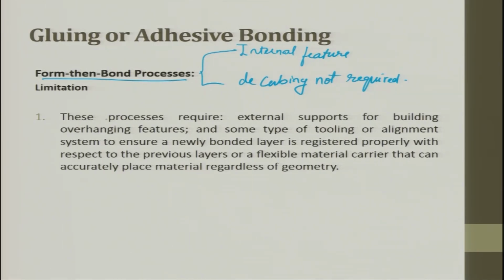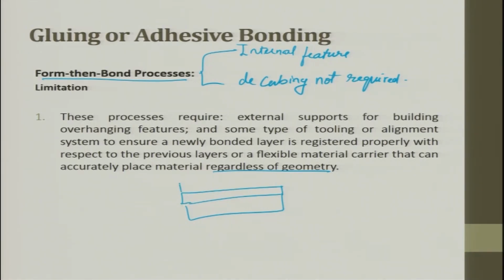The limitation is these processes require external support for building overhanging features, but this was not there in the LOM process, and some type of tooling or alignment system to ensure a newly bonded layer is registered properly with respect to the previous layer, or a flexible material carrier that can accurately place material regardless of the geometry. Say for example, that is a big challenge when you have material building up layer by layer.